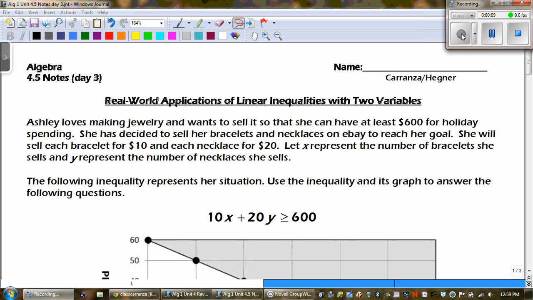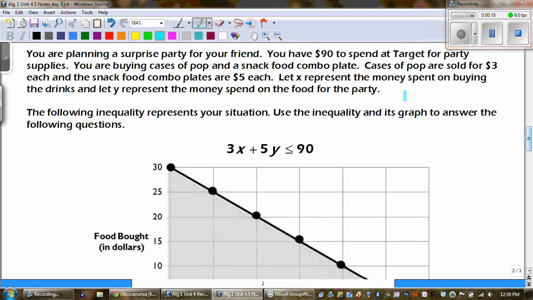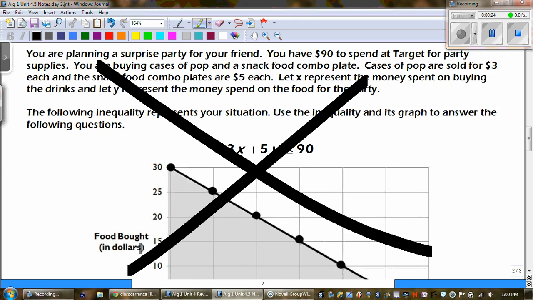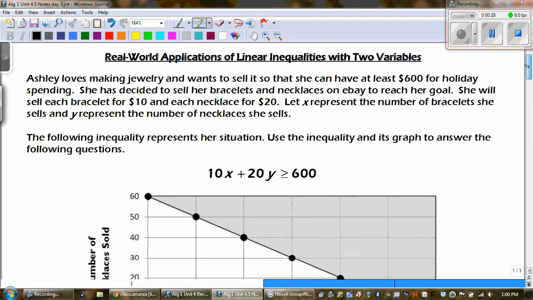Today we're talking about real-world application of linear inequalities with two variables. Let's go ahead and begin. Now, in case you weren't paying attention in class or you weren't here, this page back here, cross it out, okay? Don't worry about it. We're just going to focus on this first page, okay?